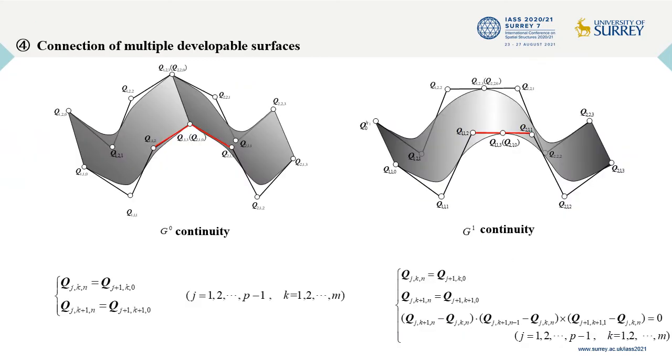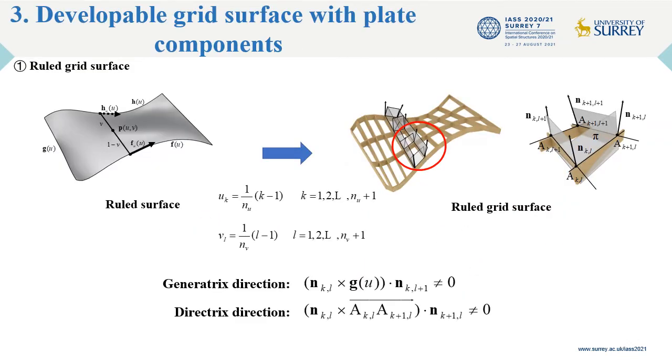Because of the strict conditions of developability of a surface, if we only use a single developable surface, it is difficult to express complex and flexible free-form surfaces. So we can connect multiple developable surfaces to solve this problem. Two connection methods can be used, G0 and G1 continuity. The developable surface can be discretized into a developable grid surface, where the grid can be formed with plate components.